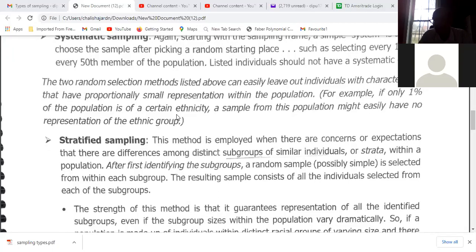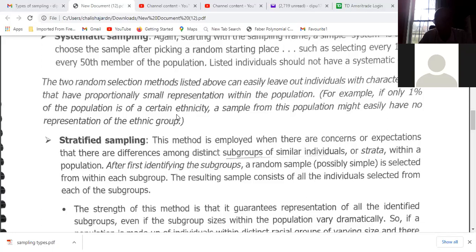Now one group says that I want to go for Republican. Second group says that we want to go for Democrats, like this. So the method is employed when there are concerns or expectations that there are differences among each subgroup. So these are the subgroups. Let me just go into the detail of this one.